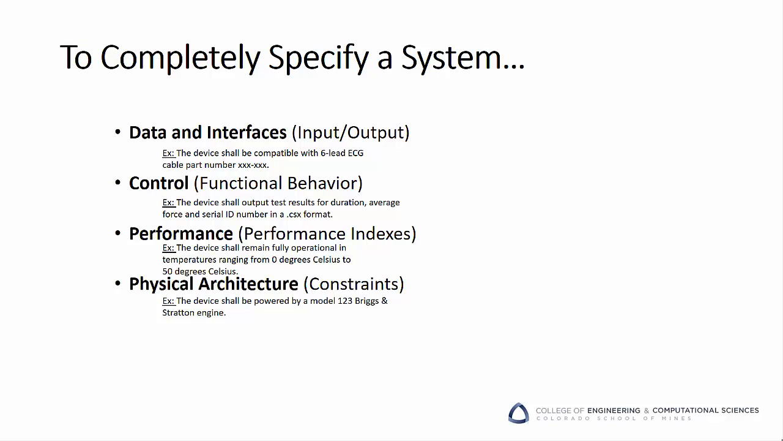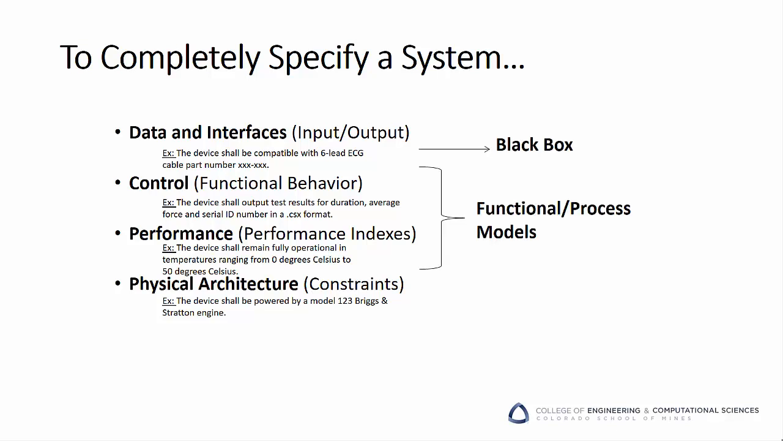So another answer to our question of do we have complete requirements is to consider requirements that might come from any of these tools. For example, data and interfaces via a black box model, controls and functional behavior using functional and process models. Most engineers fixate on physical constraints only, but that's a mistake. Your specifications should capture all 4 of these areas, so let's consider how black boxes and functional models might be used.